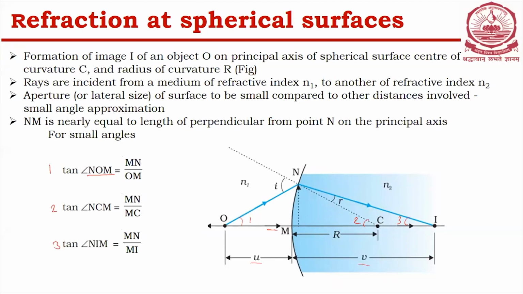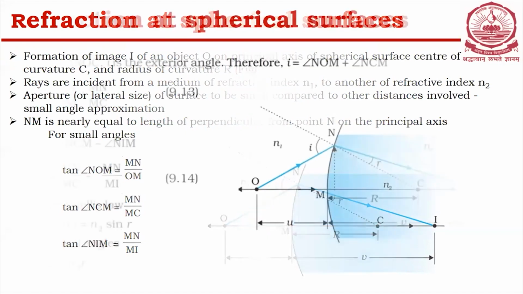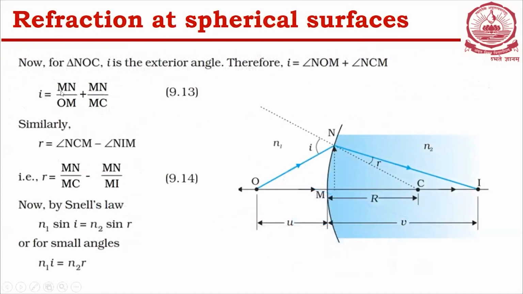Now go to the next point. For triangle NOC, if you see, i is the exterior angle. So in this triangle, i should be equal to this angle plus this angle. You can write that.